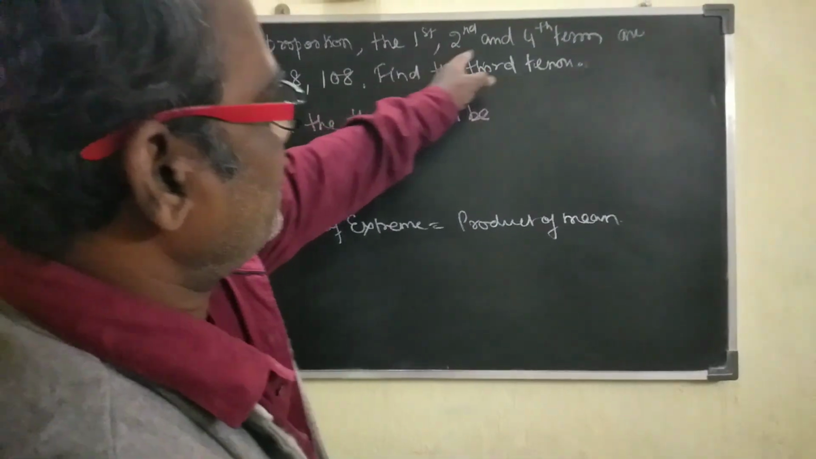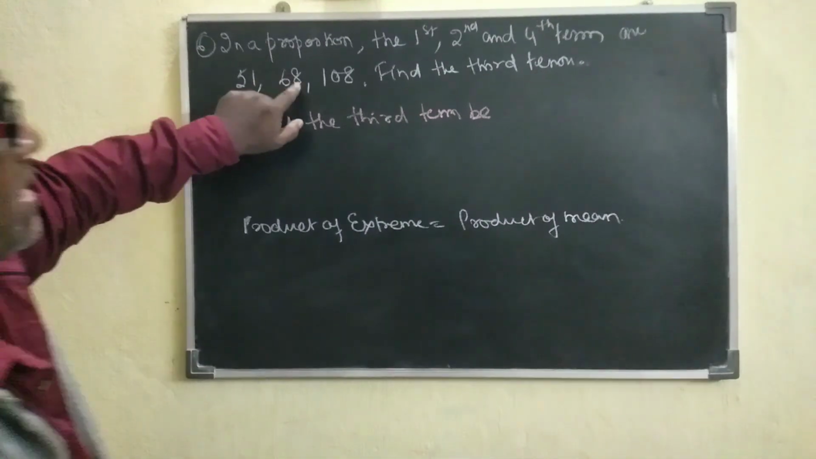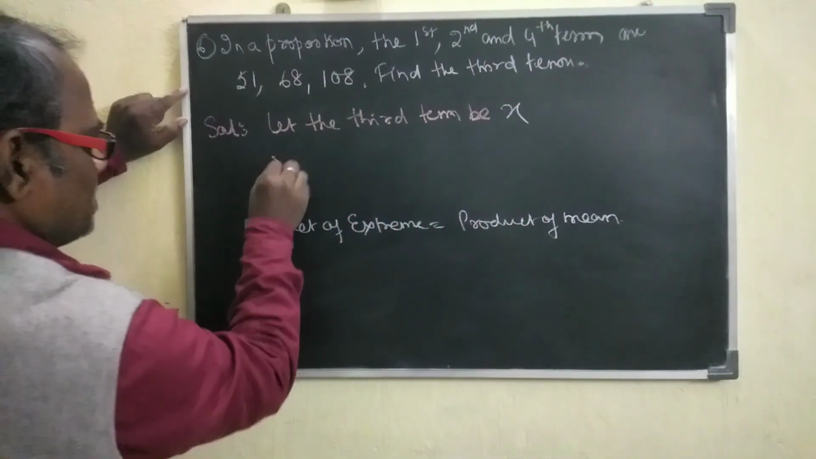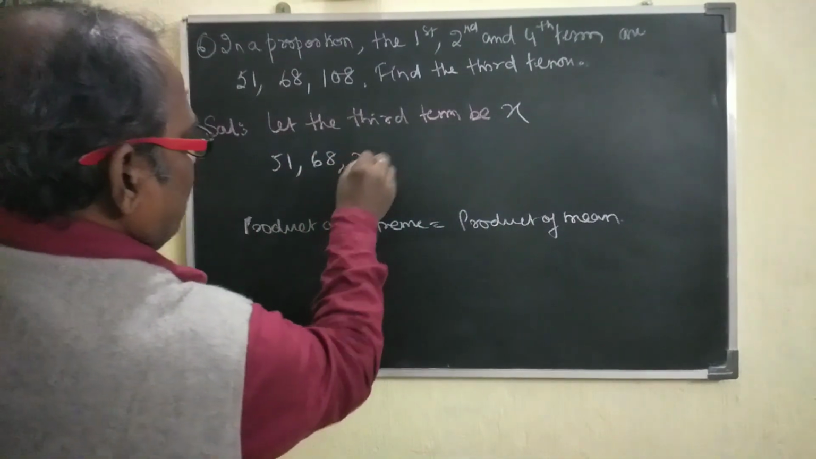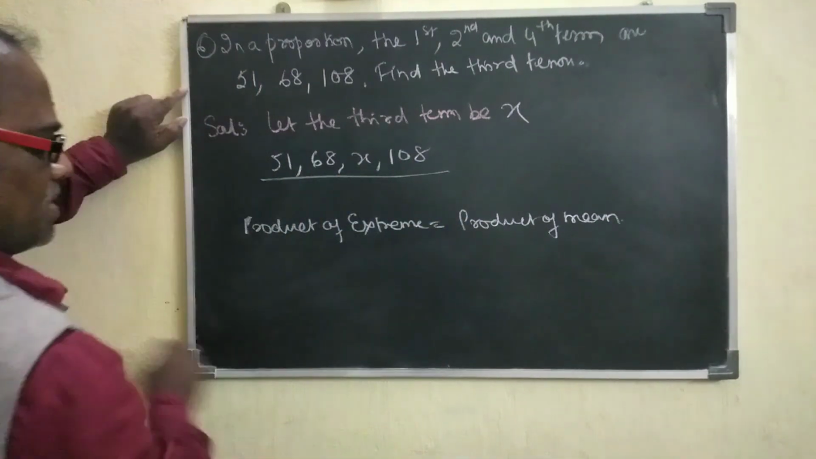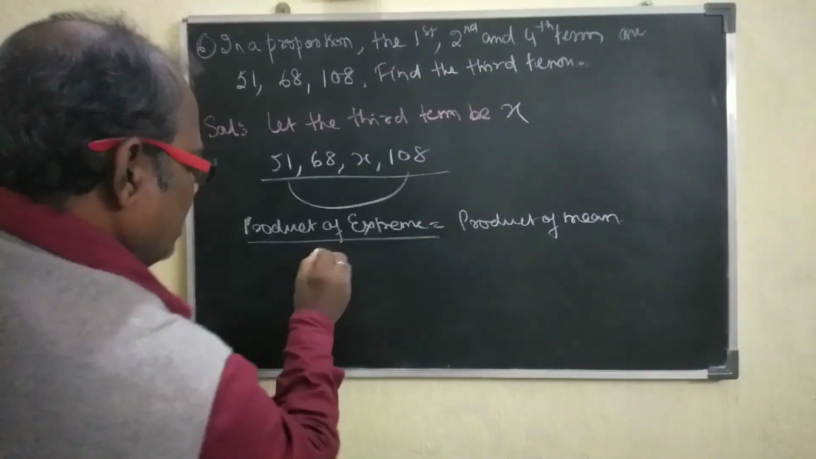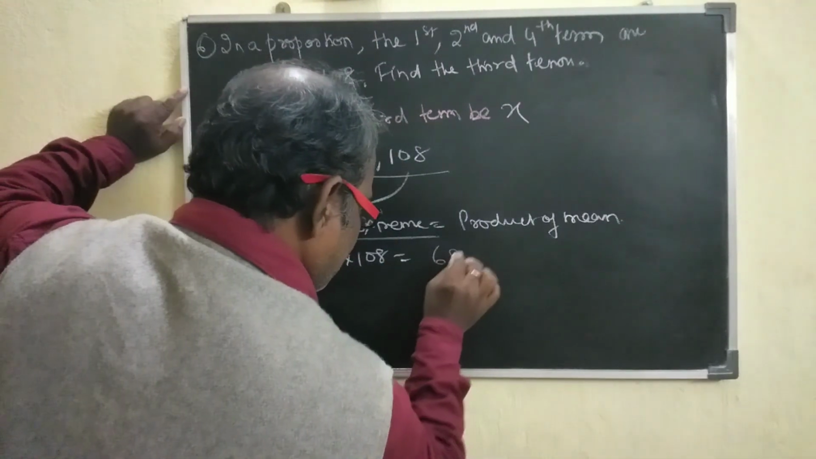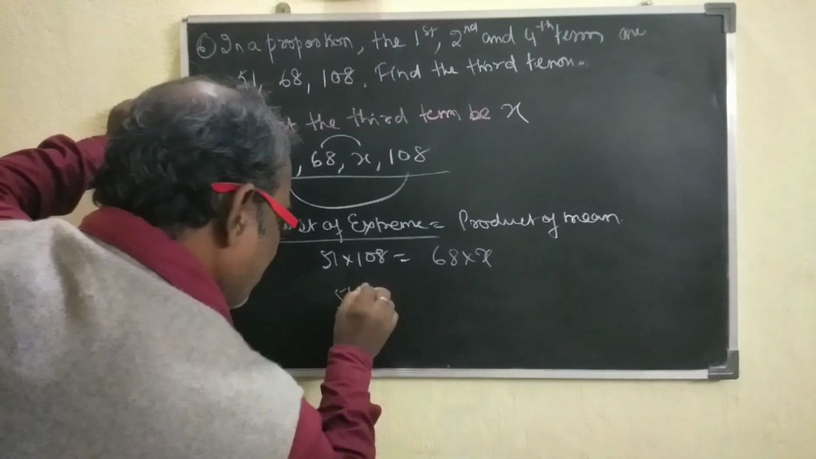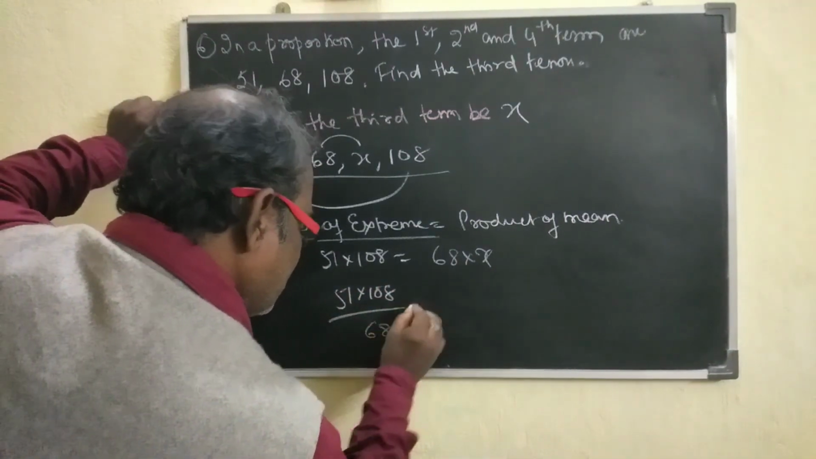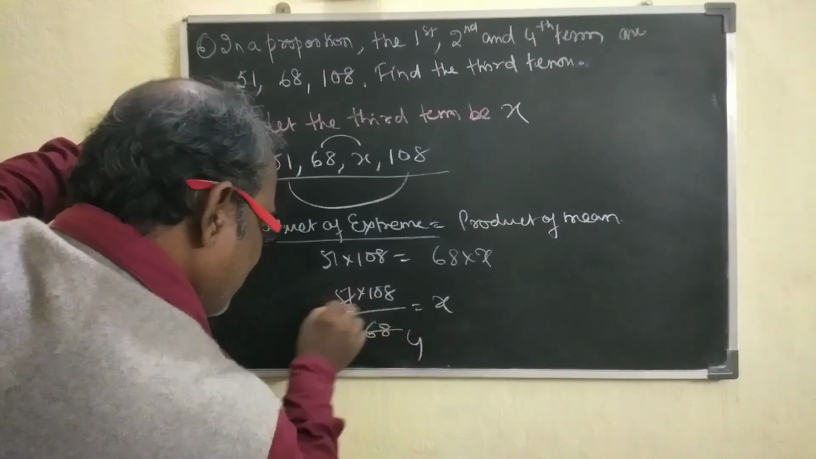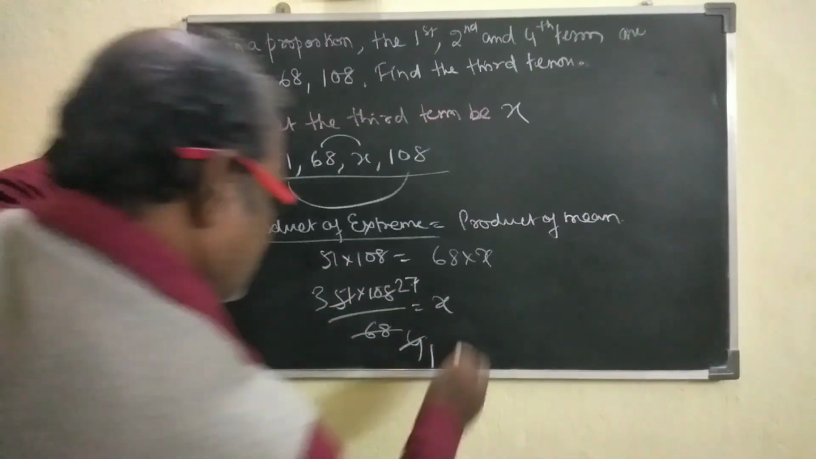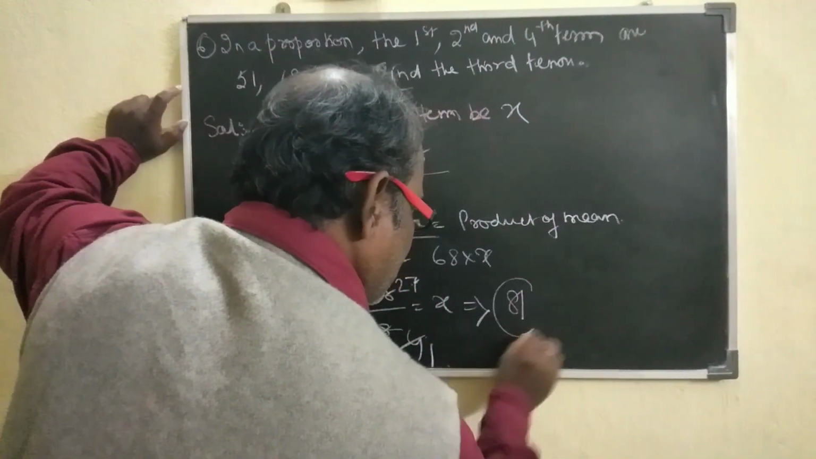In a proportion, the first, second and fourth terms are given. Find the third term. Let the third term be x. Then the numbers become 51, 68, x, 108. Since they are in proportion, the product of extremes, that means 51 into 108, must equal 68 into x, or 51 into 108 by 68 equals x. 17 fours, 17 threes, 4 ones, 4 twos, 4 27s. 27 into 3 is 81. That means x equals 81.